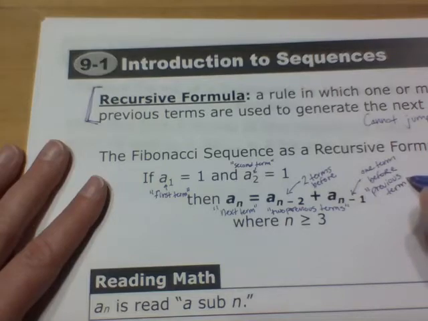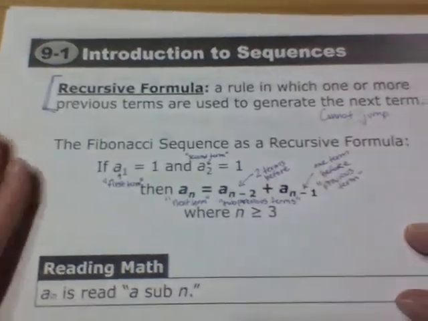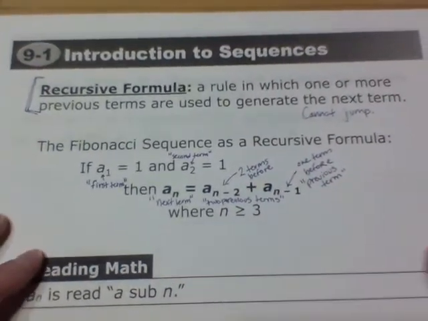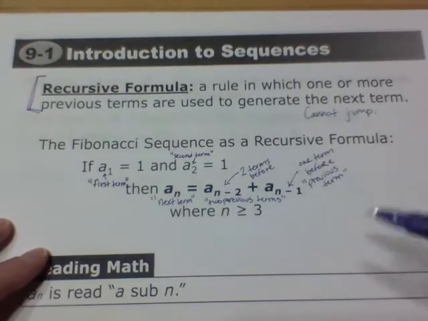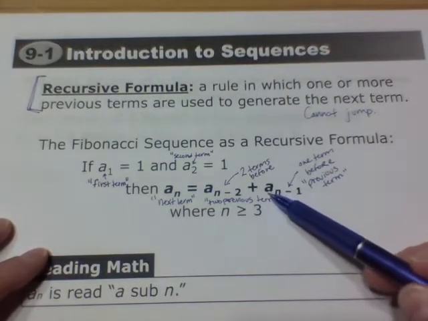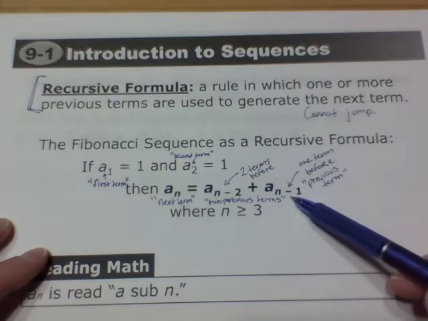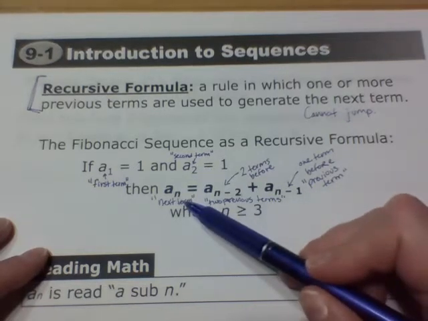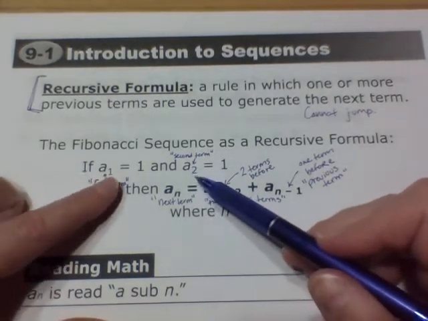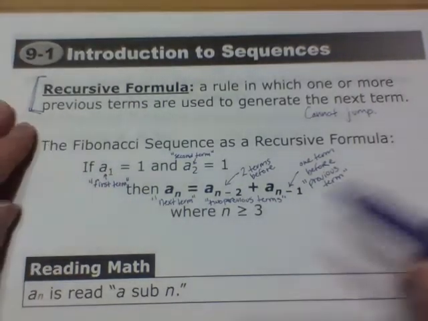Most of the time, we will not be using n minus 2, but because we're talking about the Fibonacci sequence, sometimes that's used. So generally, we will be using a sub n minus 1. That's very common. A sub n, very common. And then, of course, a sub any number is also very common.